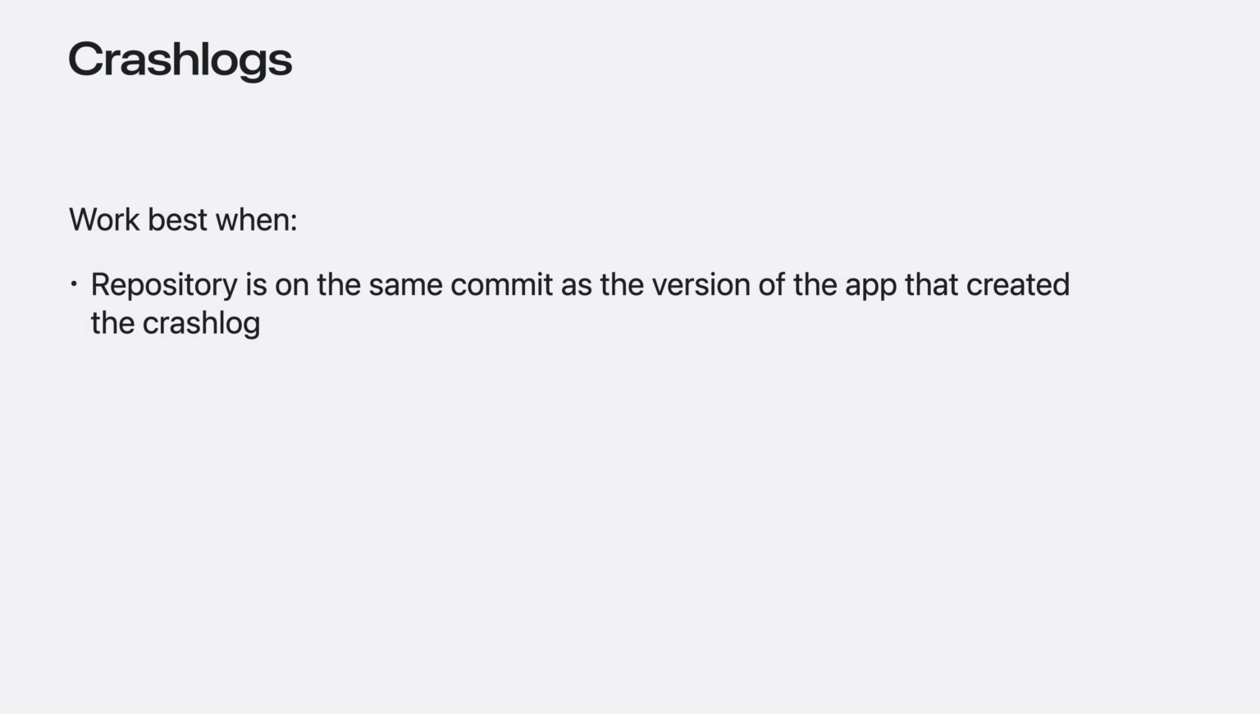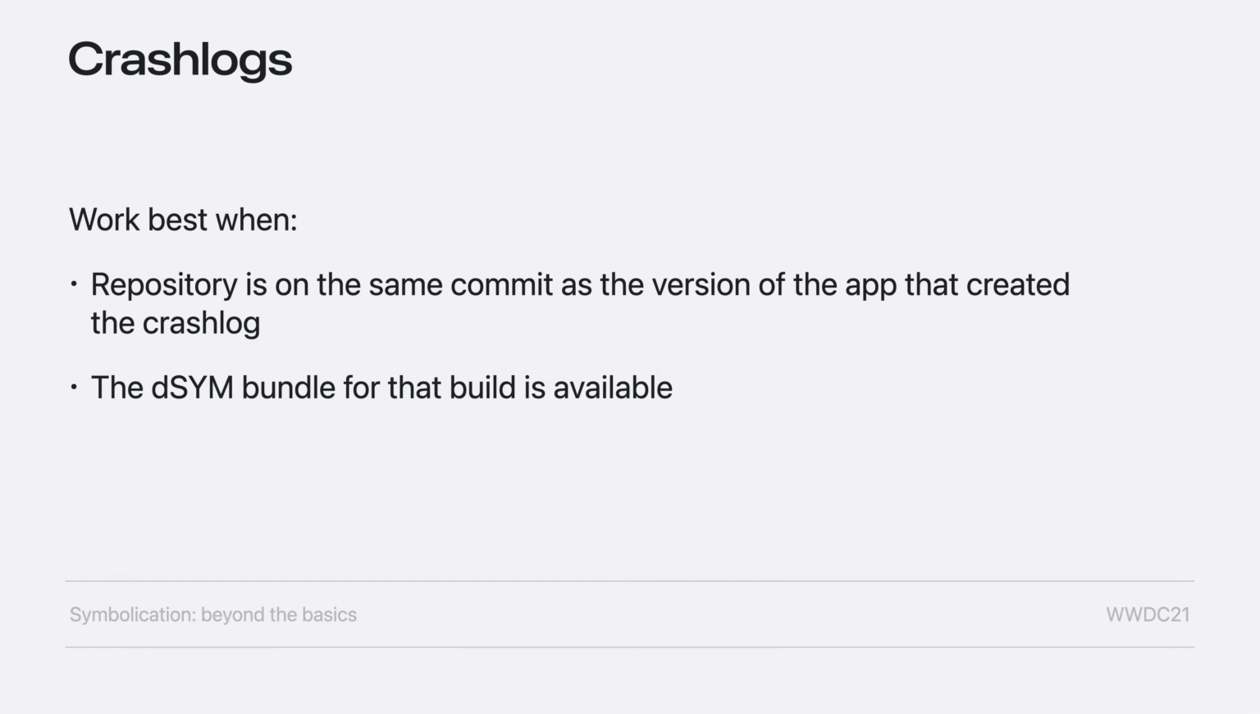To get correct line number information with crash logs, make sure the project is checked out on the same commit as the version of the app that created the crash log, and that the dSYM bundle for that build is available. We cover dSYM bundles in greater detail in Symbolication, Beyond the Basics.